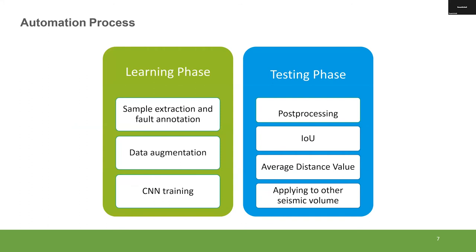As I mentioned in the previous slides, the automated workflow contains two phases. The learning phase includes the pre-processing techniques to prepare and label the data sets, and the data augmentation method to expand the training data set by applying blurring, rotation, and flipping to avoid overfitting problems. It also includes the CNN model architecture for fault segmentation. In the testing phase, we use post-processing algorithms to improve the model performance. We also use other methods to evaluate the model efficiency before post-processing using the intersection over union, and after post-processing by calculating the average distance value. We also test the model with other public seismic volumes, and we will see that later.